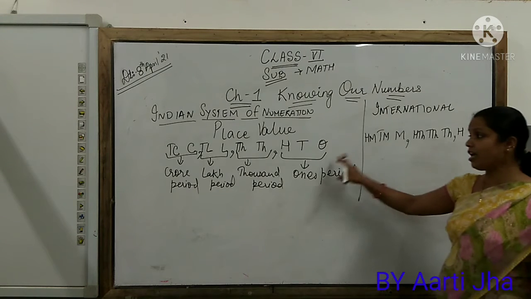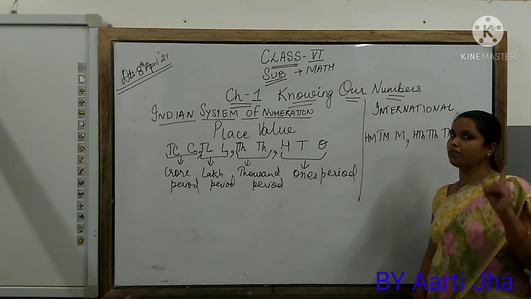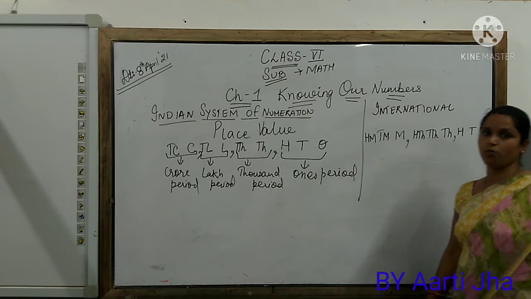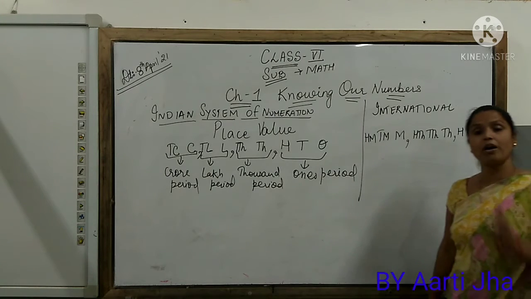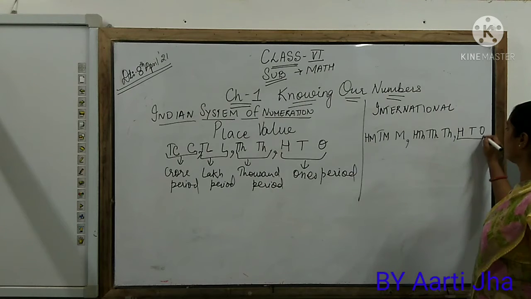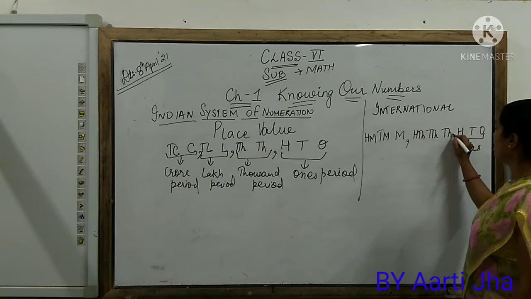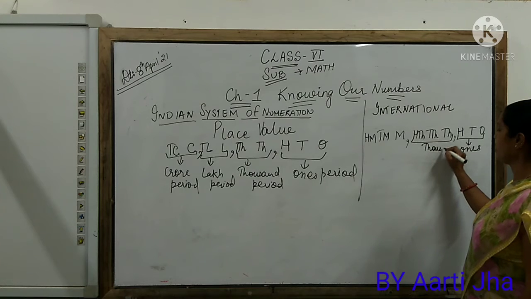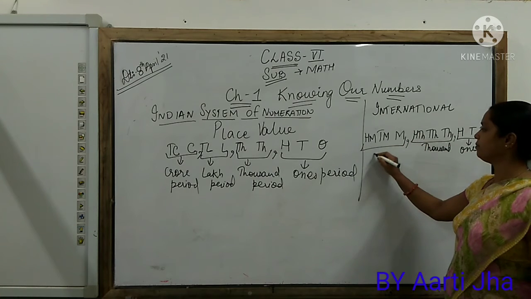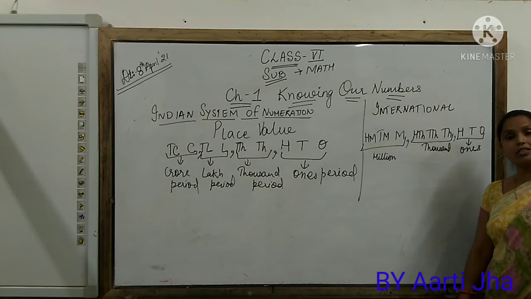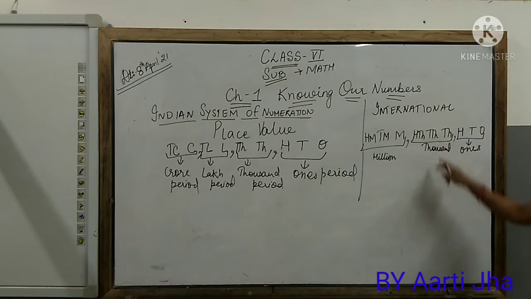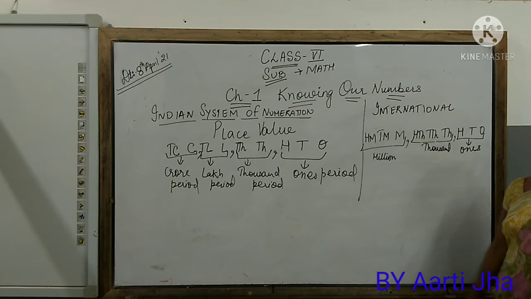So what is the difference here? In the Indian system, only the first group has 3 place values; other than the first group, all periods have 2 place values. Whereas in international, you have 3 place values in one period. This is your ones, this is your thousand, and this is your million. Okay, children? What is the second difference? The second difference is that after 10,000 we have 100,000, million, 10 million and 100 million. This is the difference between the Indian and international systems of numeration.